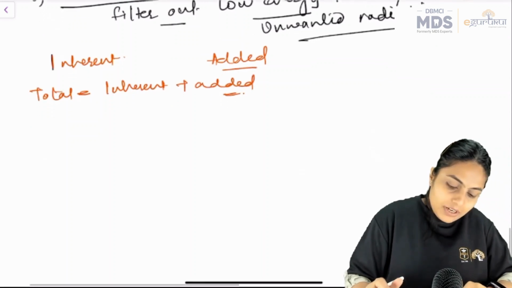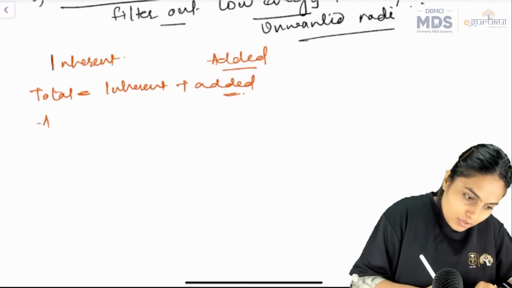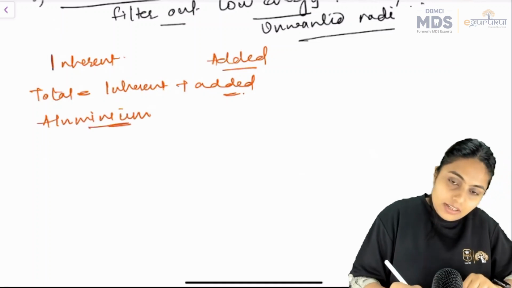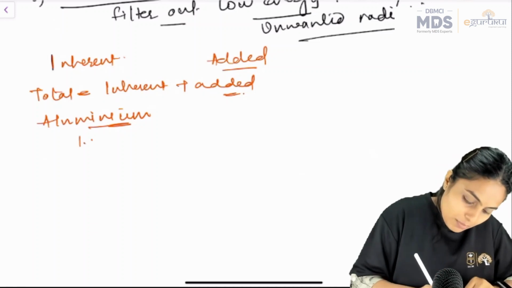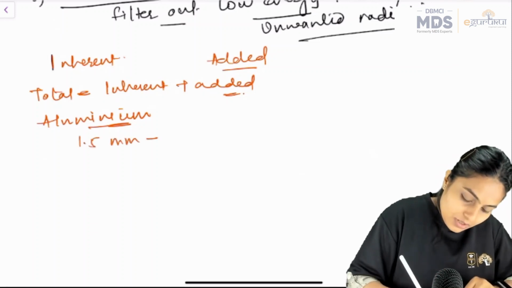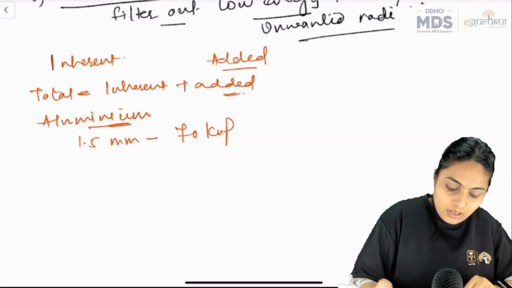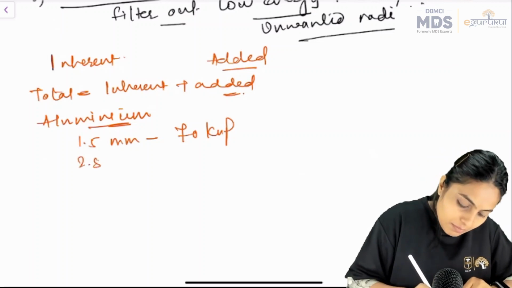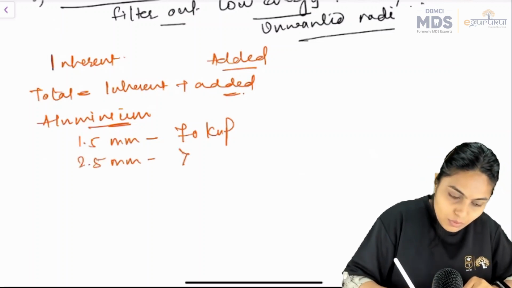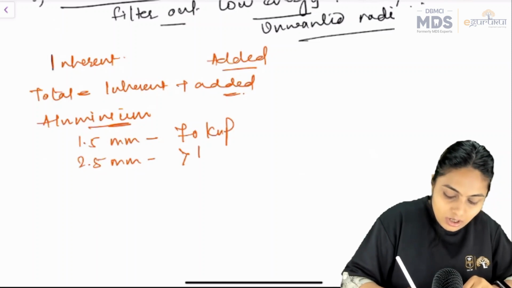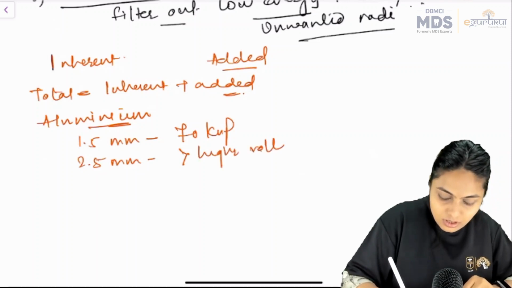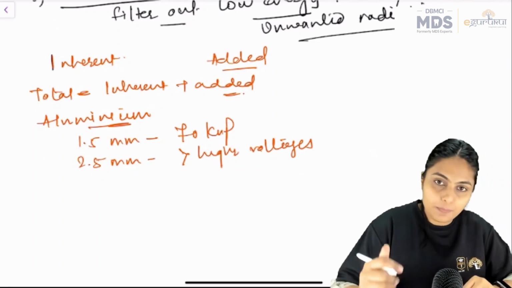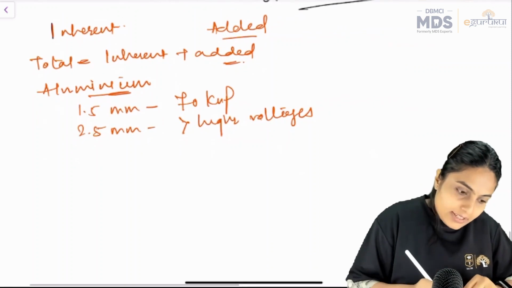The filter material which is commonly used is aluminium, and the thickness which is required is 1.5 mm. If your machine is working up to 70 kVp, 1.5 mm will do all the work. If our machine is working above 70 or at higher voltages, we will add 2.5 mm of thickness more.